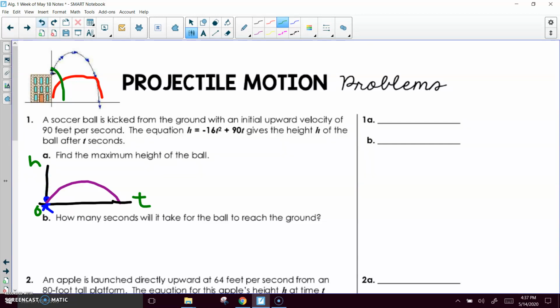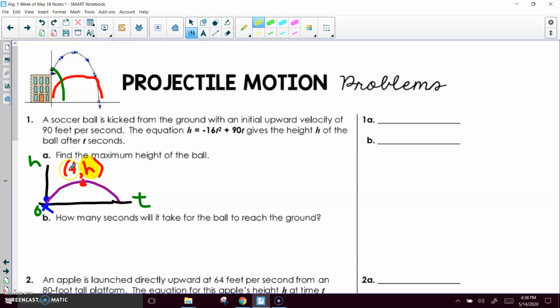Find the maximum height of the ball. Well, let's think about on our graph where the maximum occurs. We've got to go back to the beginning of the unit where we learned about maximums and minimums on a parabola. That maximum occurs right there, and that point has a special name, if you can recall, and that is the vertex. The vertex has an x value and a y value. In this case, a t value and an h value. So to find the maximum height, that is going to be the y value of my vertex.